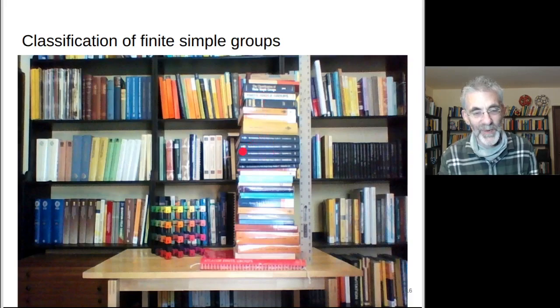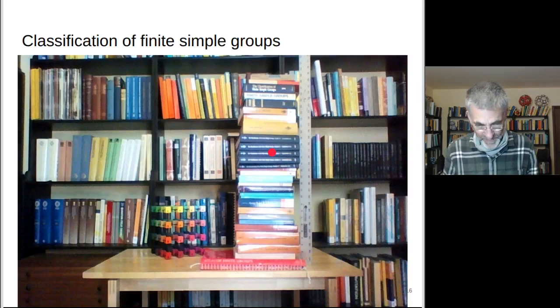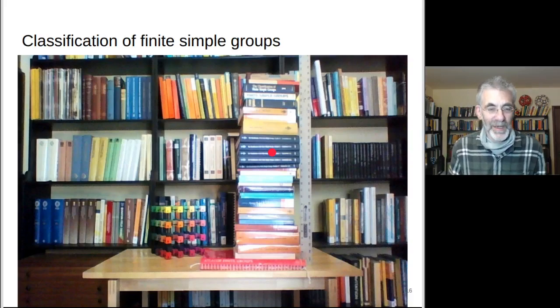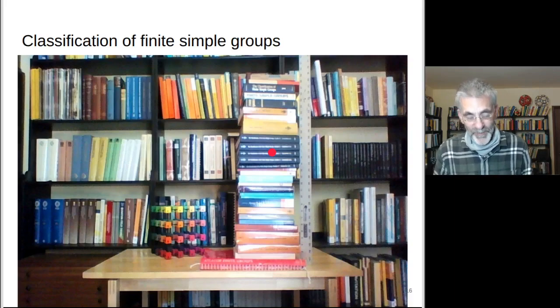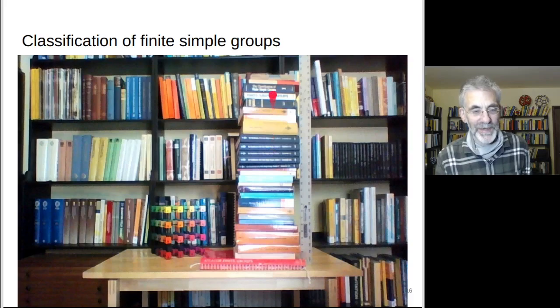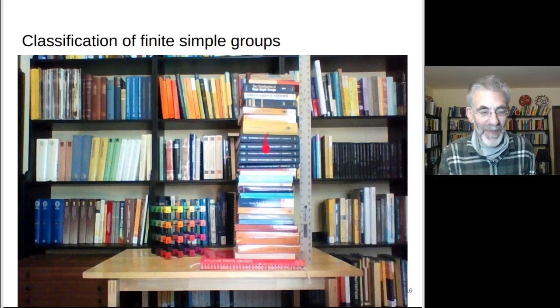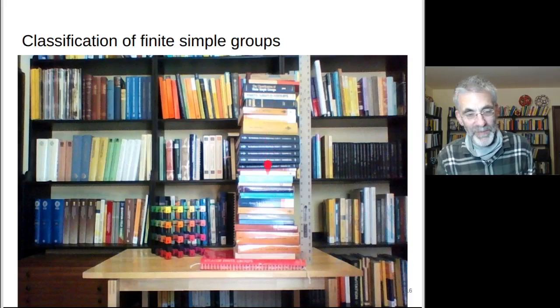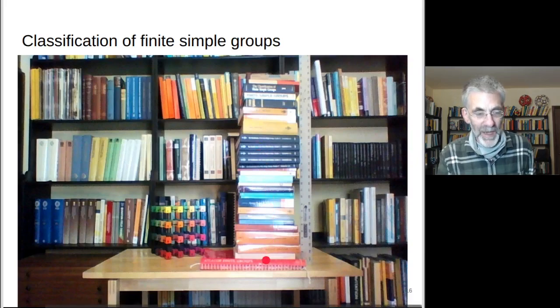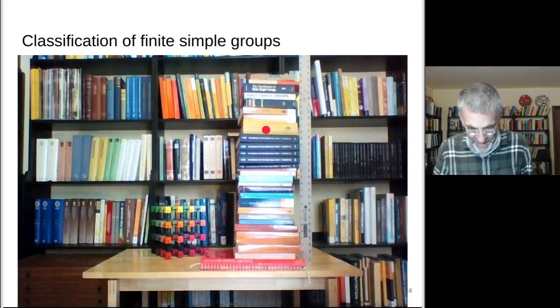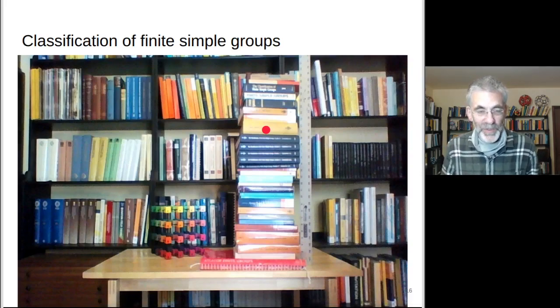So in the middle here we have a series of books by Gorenstein, Lyons and Solomon, which is where they're carefully writing the classification of finite groups in a form that people can read, and most of the other books are sort of necessary background and some other books covering bits that aren't in this series. Well, as you see, it's several feet high. The total classification of finite simple groups is estimated to be maybe 10 or 20,000 pages long.